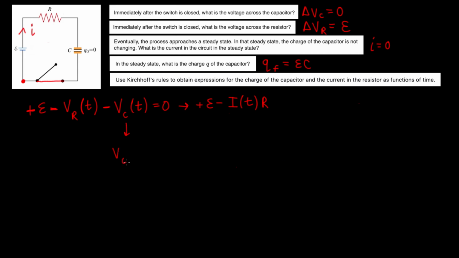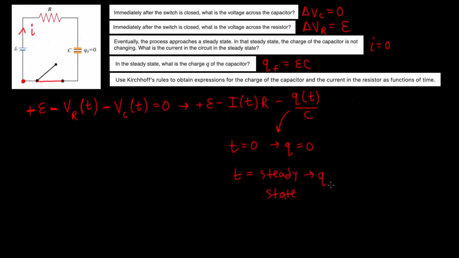And the same reasoning applies to the voltage across the capacitor. The voltage across the capacitor is equal to the charge on the capacitor plates over the capacitance of the capacitor. And I'm going to write this charge as a function of time, because initially at time equals 0, the charge on the capacitor plates is 0. But at steady state, the charge on the capacitor plates is at its maximum. And so the charge is varying with time.